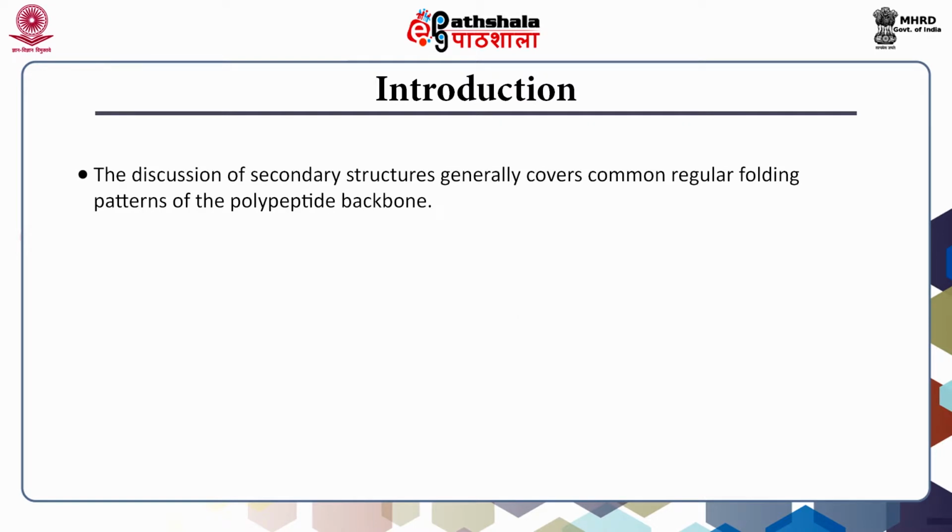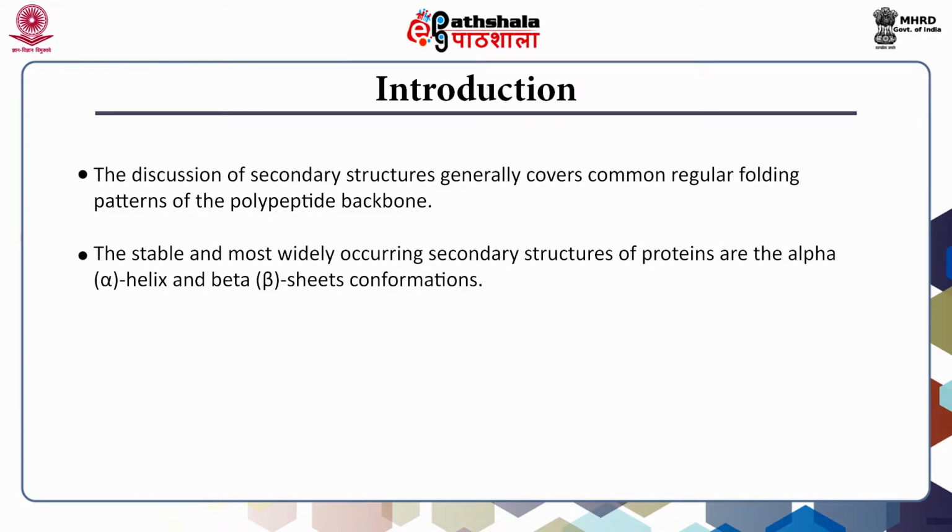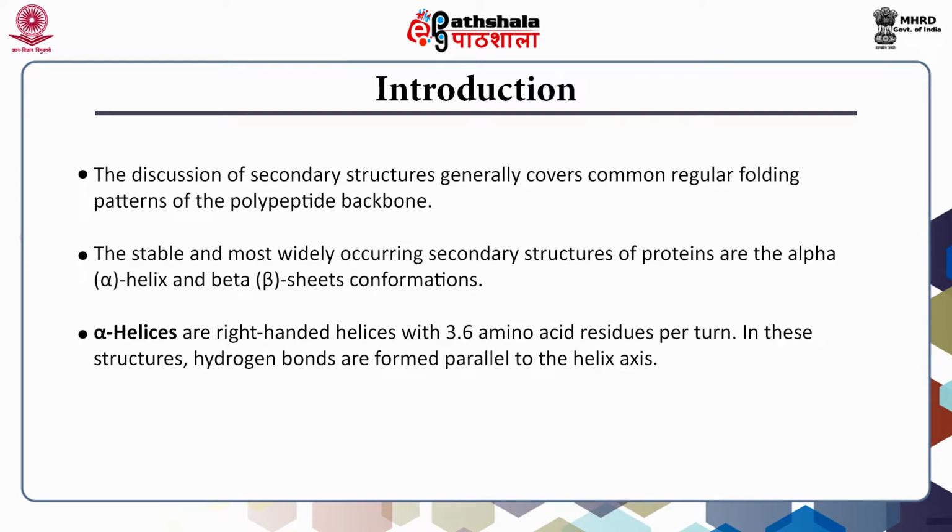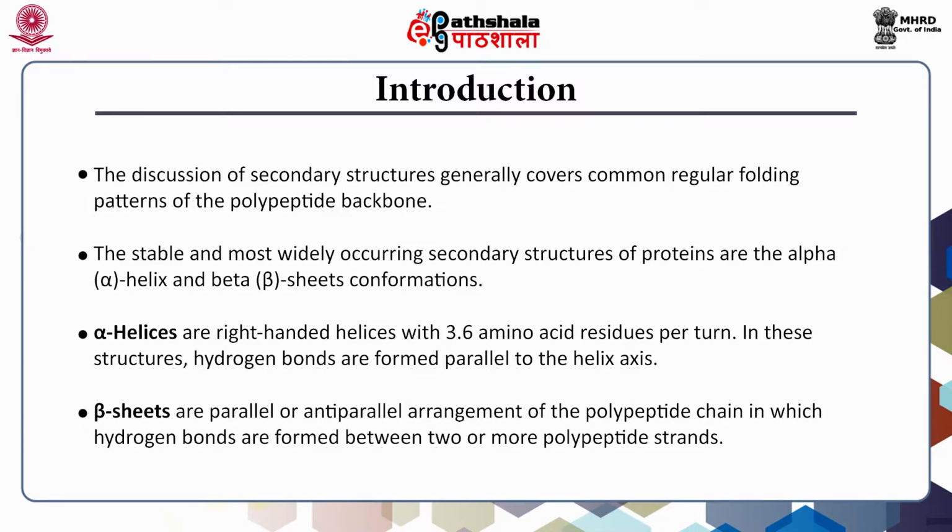The discussion of secondary structure generally covers common regular folding patterns of the polypeptide backbone. The stable and most widely occurring secondary structures of proteins are the alpha helix and the beta sheet conformations. Alpha helices are right-handed helices with 3.6 amino acid residues per turn. In these structures, hydrogen bonds are formed parallel to the helix axis. Beta sheets are parallel or anti-parallel arrangements of the polypeptide chain in which hydrogen bonds are formed between two or more polypeptide strands.